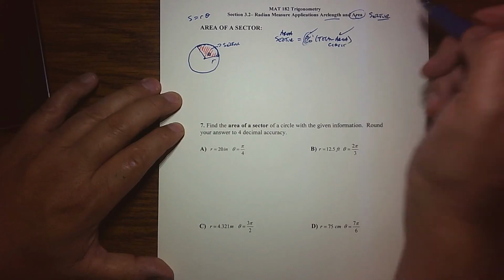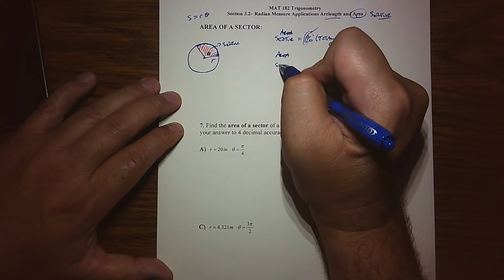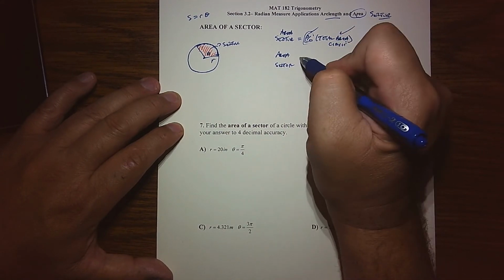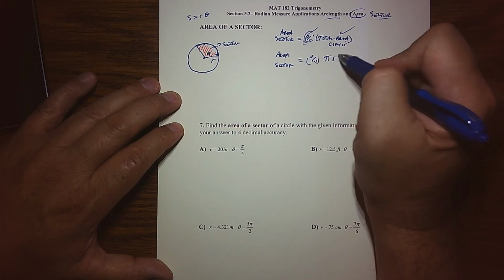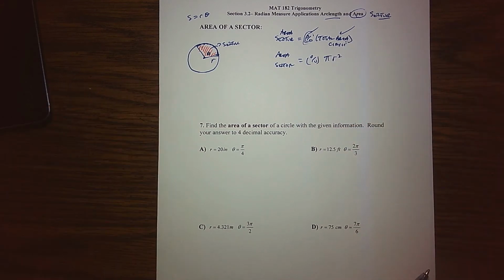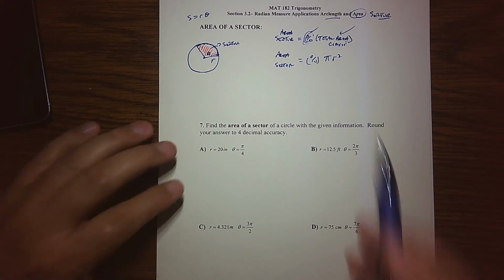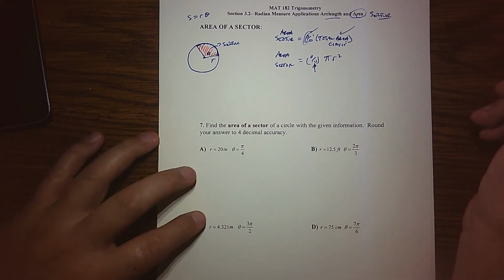Now that's good news for us because we actually know what the total area is. So the area of the sector that I'm looking for is equal to some percentage of, and we know that this is pi r squared. So that would be our measurement of the area of the circle. So all we really need to do now is find out what that percentage is.